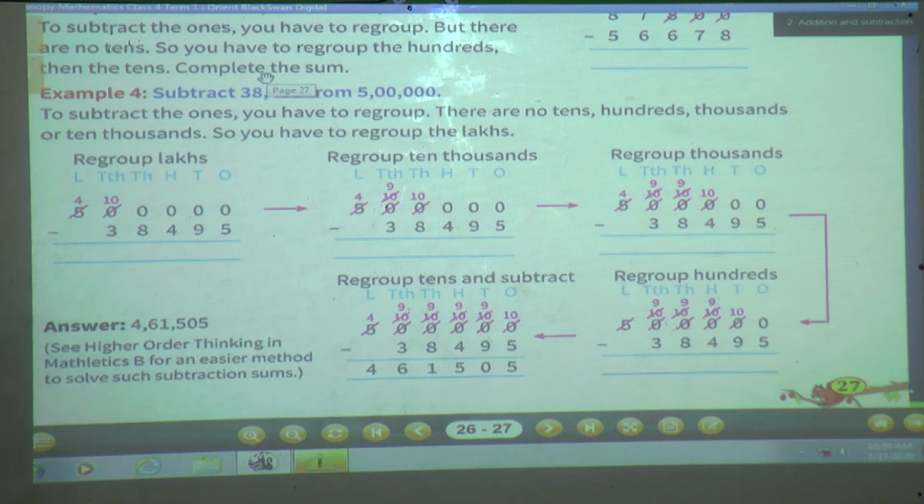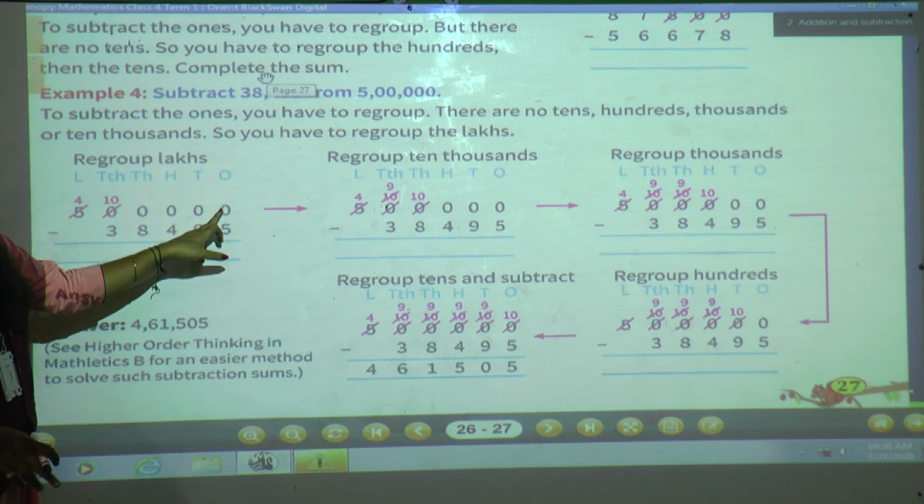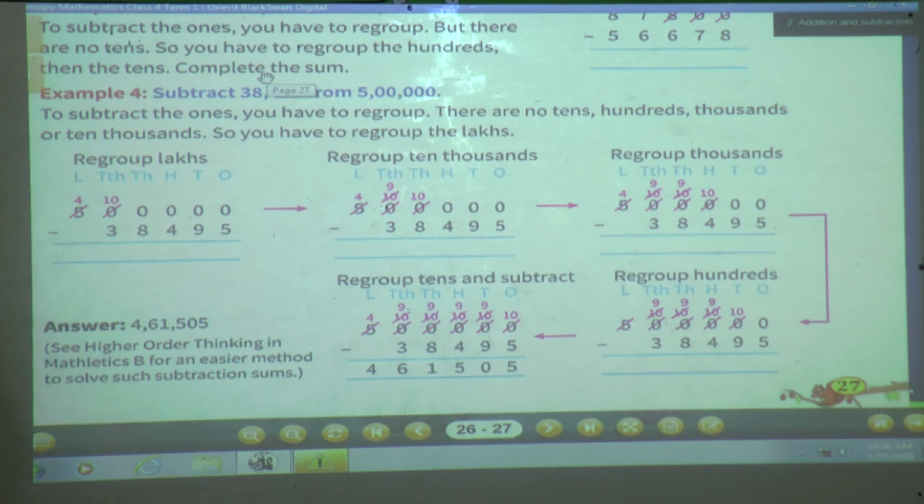There are no tens. See here, we have to subtract from ones, but there is nothing there, 0. So what we have to do? Go to the tens, but tens also don't have anything. Hundreds also don't have, thousands also don't have, 10,000s also don't have. So directly the lakh is having. So we have to regroup from the lakhs place. Lakh is having 5. He will give 1 to 10,000, so he will remain 4. Now 10,000 has 10 with him.